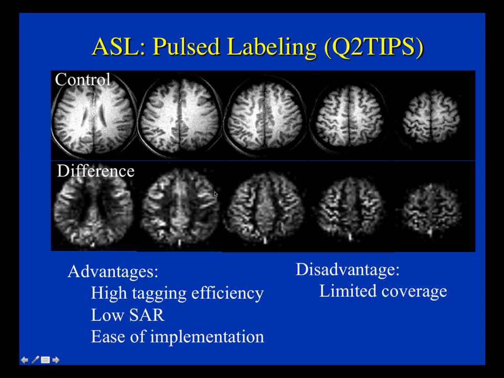Advantages of this sequence are that it has a high tagging efficiency and low radio frequency power deposition, and also it's very easy to implement because it's a simple pulse sequence that you can program on the scanner and run. But the disadvantage here is it's difficult to get whole brain coverage without sacrificing a lot of sensitivity.